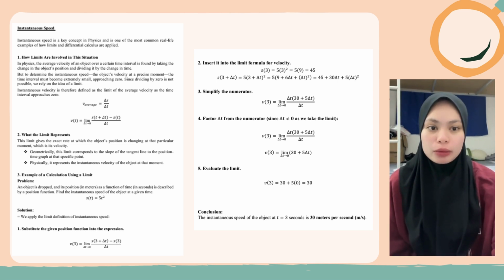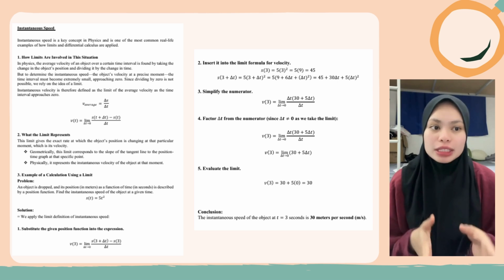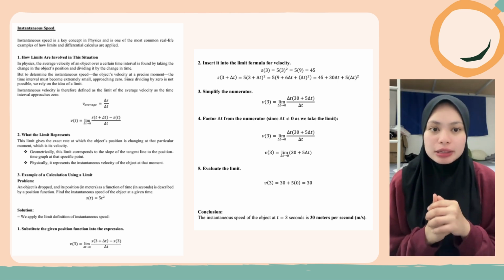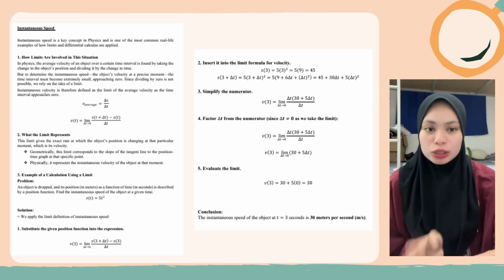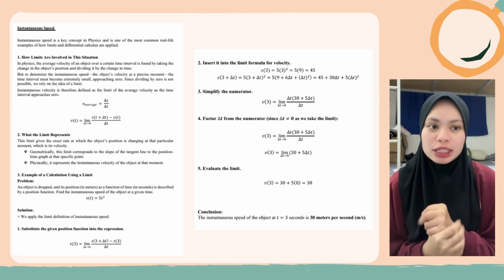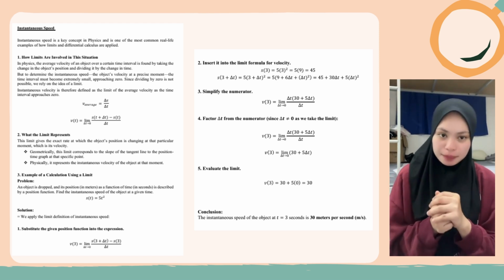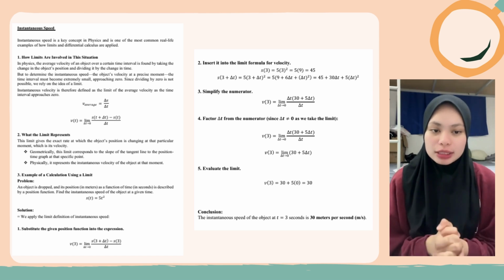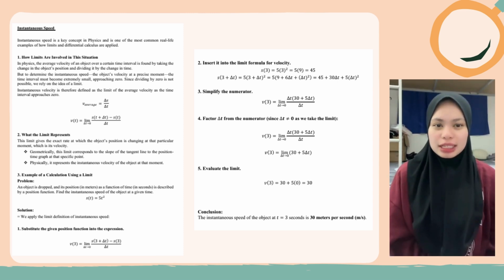Okay, so the problem that we have is an object is dropped and its position in meters as a function of time in seconds is described by a position function. First we need to find the instantaneous speed of the object at a given time. So the solution is we apply the limit definition of instantaneous speed. First, we substitute the given position function into the expression. Second, we insert it into the limit formula for velocity. Third, we simplify the numerator. And fourth, factor from the numerator. And last, we evaluate the limit.